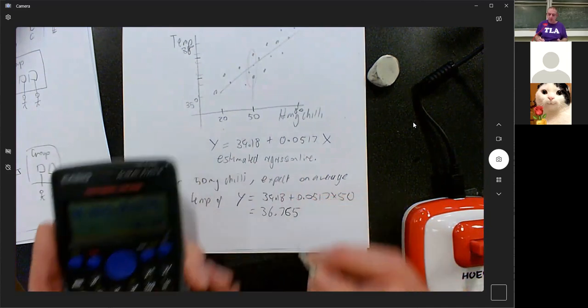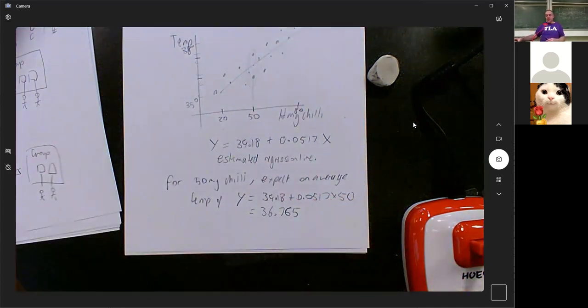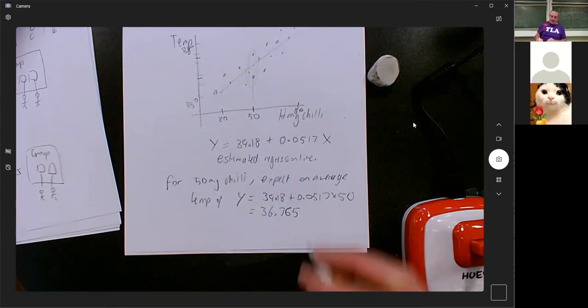$36.7565. I've probably made my estimate of temperature too low, but that's not too far from 37. These people are pretty cold. That's okay.